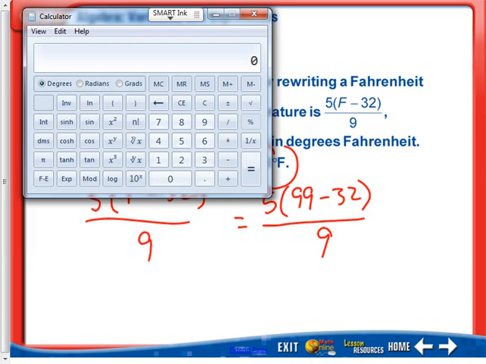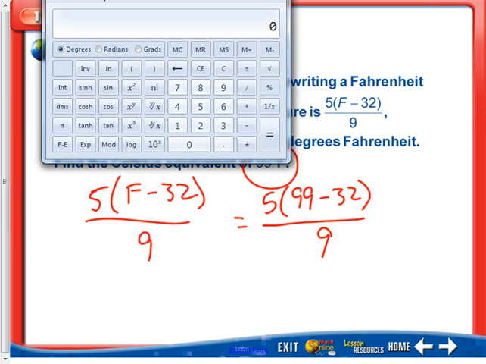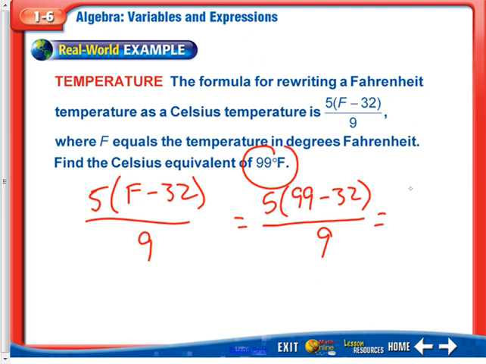All right, so we're going to do 99 minus 32 first, and that gives us 67. Okay, so we're going to write 5 times 67 all divided by 9. Okay, now I'm going to go down here. All right, mine's getting out of order. If you're using your notebook, you should go straight down, not left and right like I am here. I'm just running out of room.